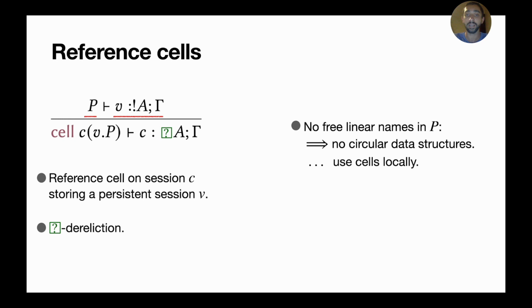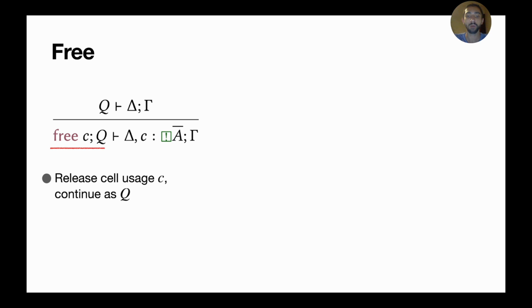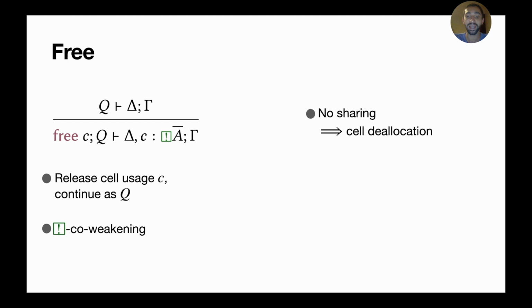We now turn to operations on reference cells. We start with the free operation, which introduces the box bang modality and is interpreted by a thread that releases its cell usage C and continues as Q. In fact, observe that the cell usage C is no longer accessible by the continuation Q. Logically, this rule corresponds to box bang coweakening. When a cell is not shared by any other thread, free will cause the cell to be deallocated.